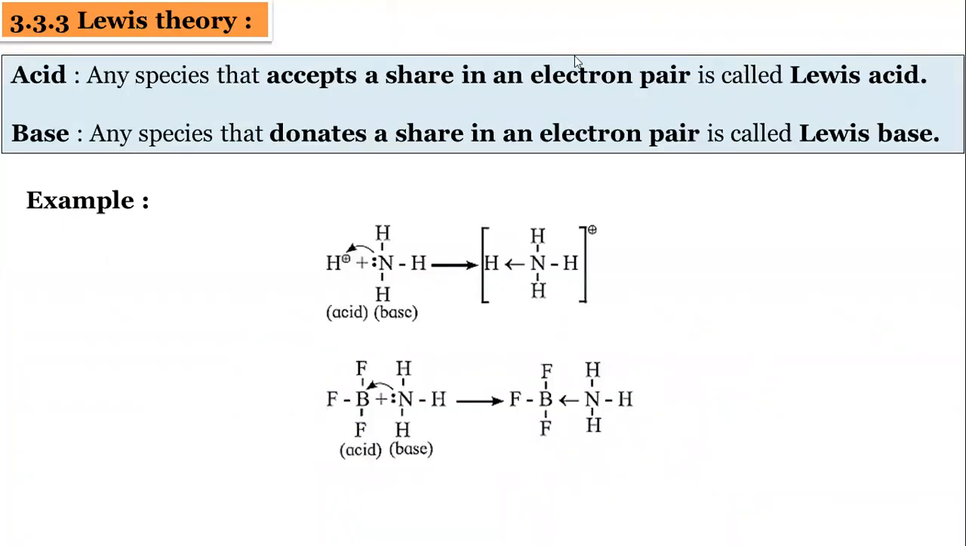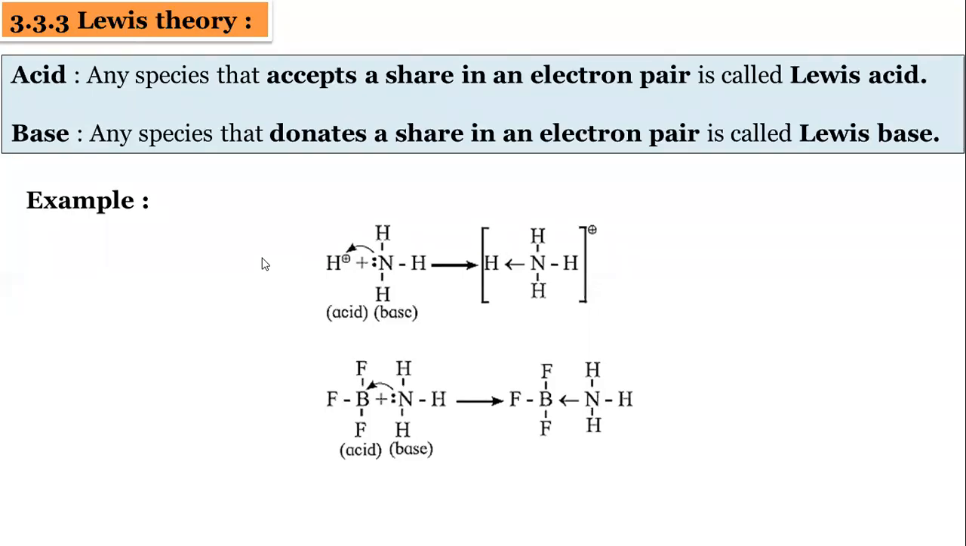Then I am coming to the next theory. This is the Lewis theory of acids and bases. Two theories are completed: one is the Arrhenius theory, and the second is the Lowry-Bronsted theory, and this is the Lewis theory. According to the Arrhenius theory, an acid produces H plus ions in aqueous solution, and a base produces OH minus ions in aqueous solution. According to the Lowry-Bronsted theory, acids are proton donors, bases are proton acceptors.